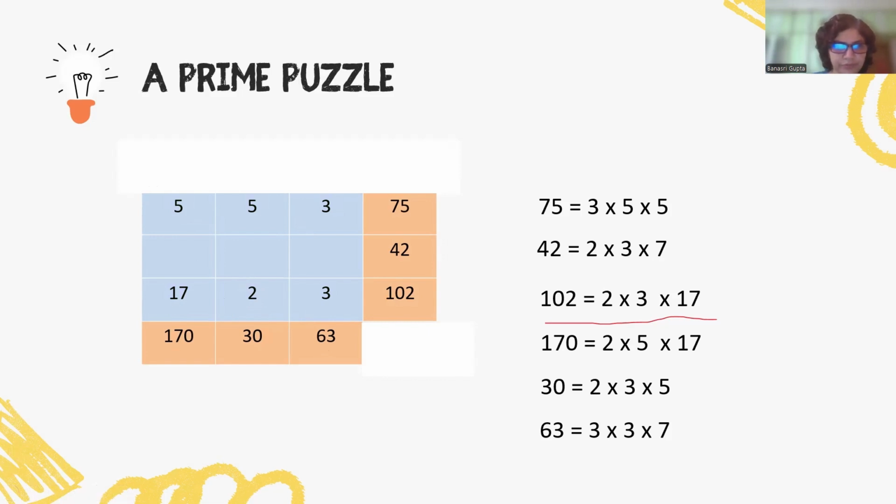Now 42. So 2 into 7. So 7 can come here because, anyway, we can fill up the remaining by seeing that 63 is 7 into 3 into 3, right? This part we can see and fill up the rest of the numbers. So this also will be 3 and this will be 2. So the grid is complete.